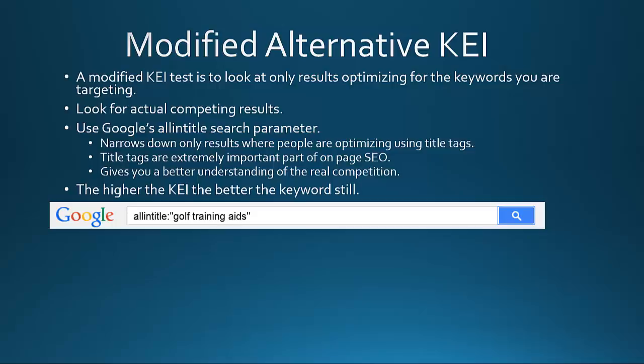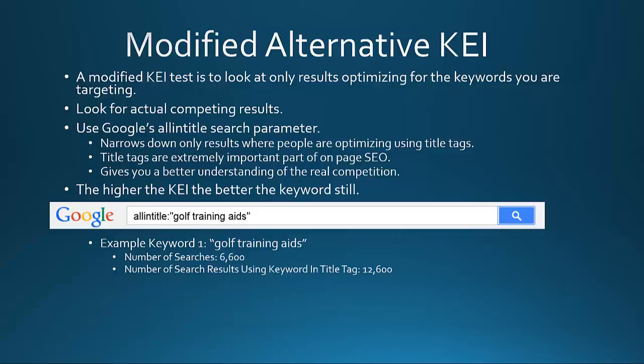All in title, colon, quotation marks, the keyword phrase, quotation marks. What that does again is only pull up results that have that phrase in the title tag. It's a very important way to do your keyword research. So we'll go back and do the exact same research. Golf training aids, again, number of searches.